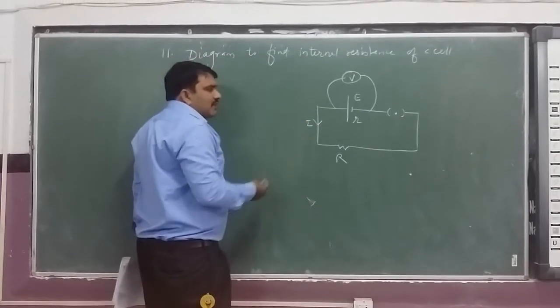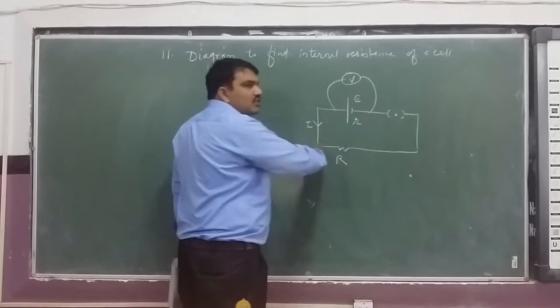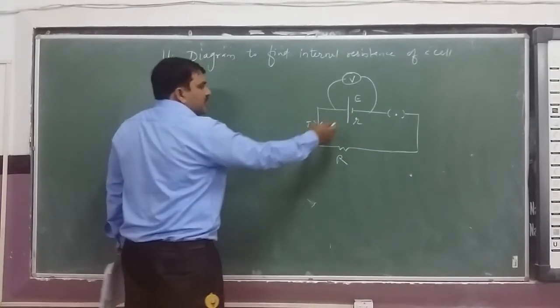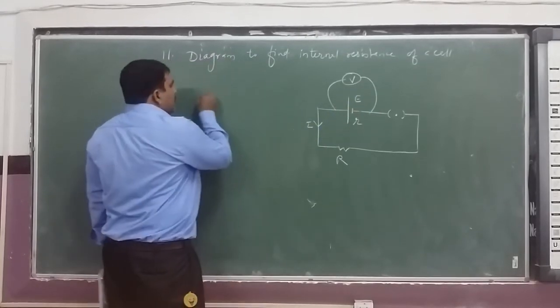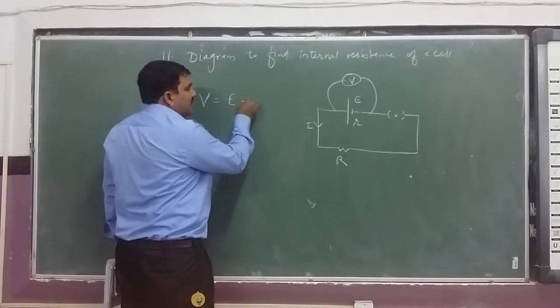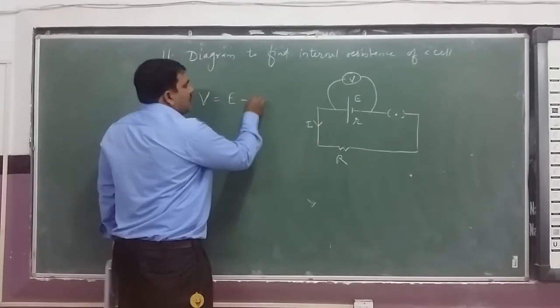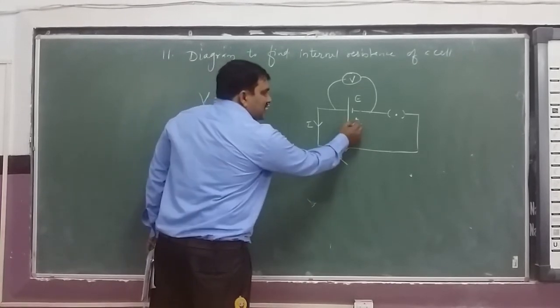At this stage, when current is flowing, current is being drawn from this cell. This cell is in closed circuit. And in closed circuit, the voltage across the two terminals of this cell is known as the terminal potential difference V, and this is not equal to E. It is something less than E, that is E minus Ir. This much amount of voltage drop, Ir, takes place inside the cell itself.